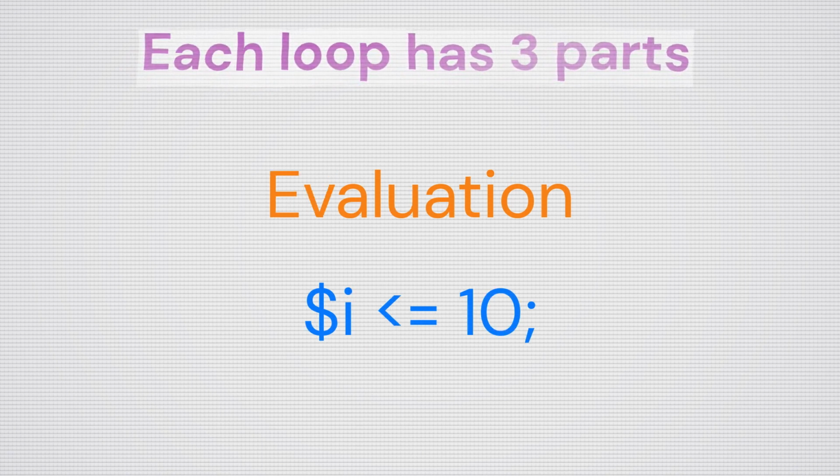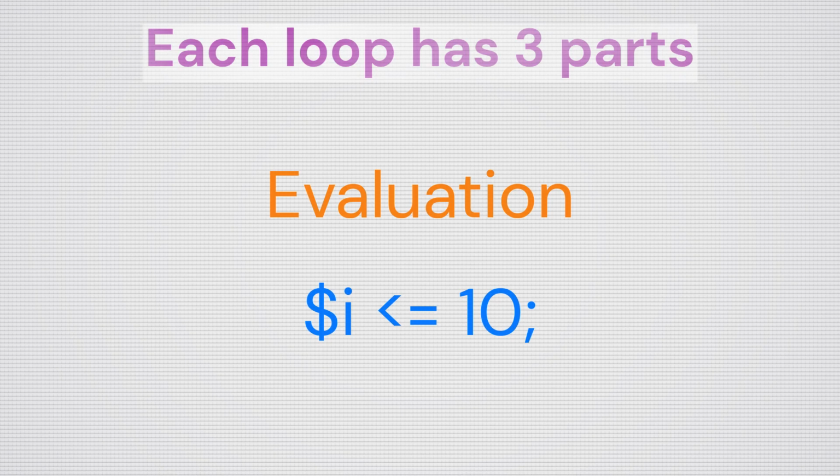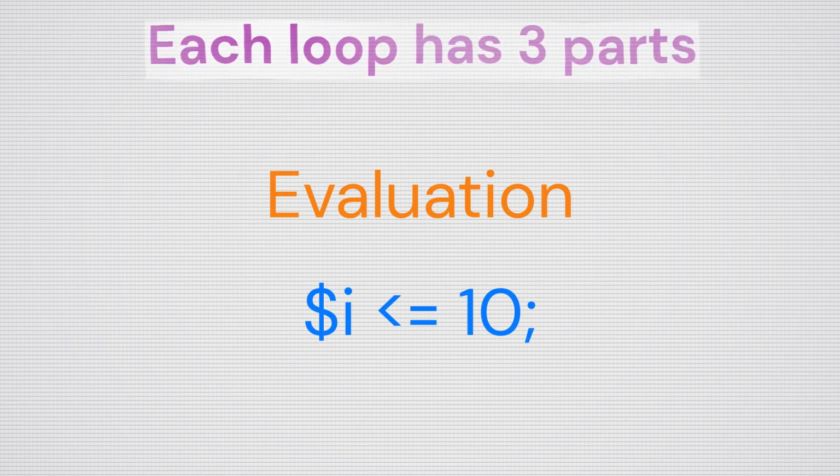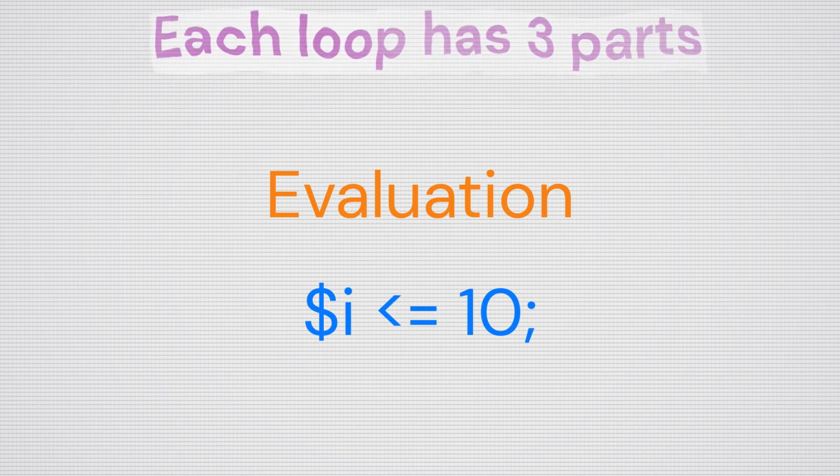The second part is called evaluation. In this part, we evaluate or check the condition and decide whether to iterate further or not. It returns true or false. If it returns true, then we iterate further. We use the same starter counter variable and conditional operators such as equals, less than or equal to, and equals.